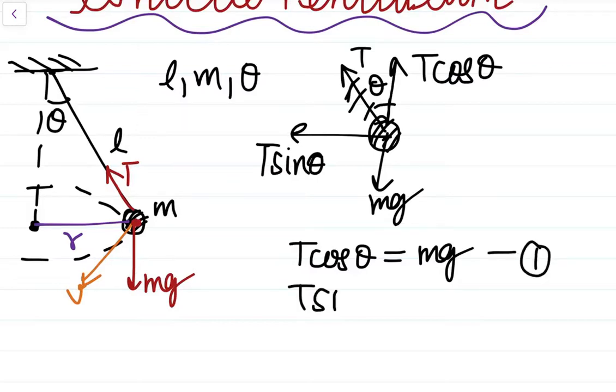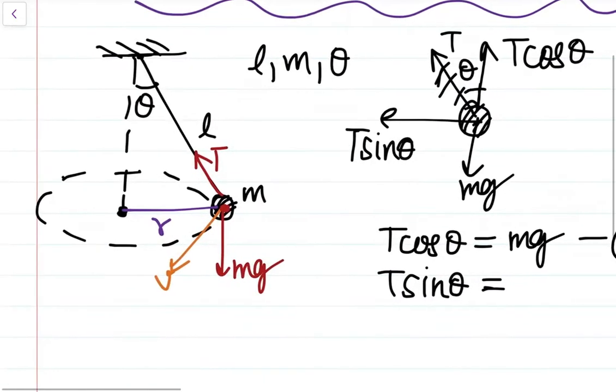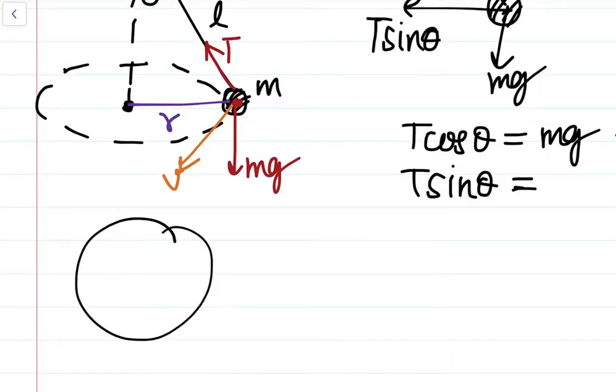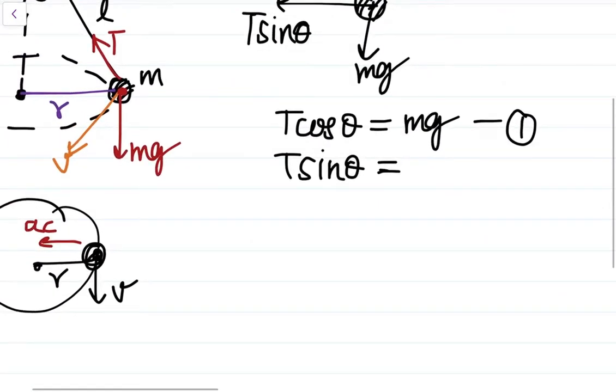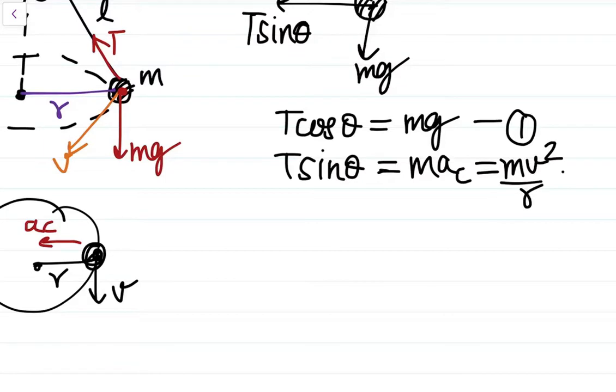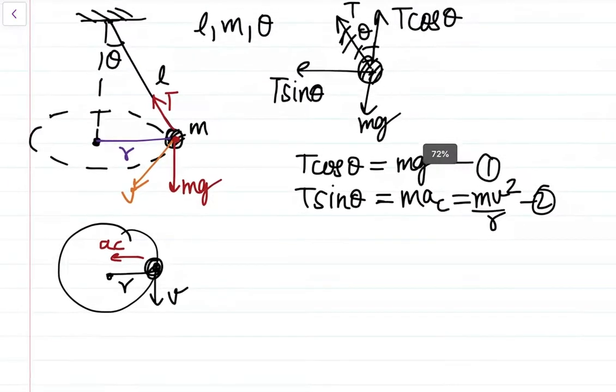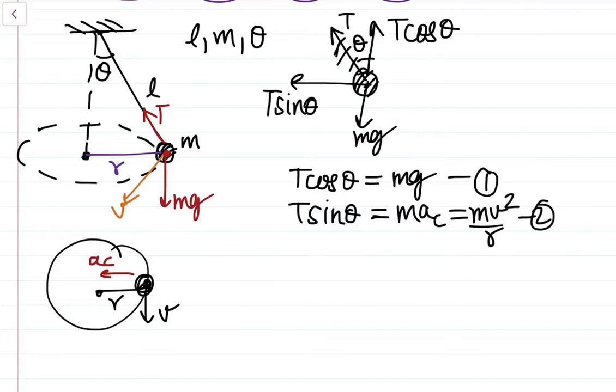And we can write that T sin theta is equal to, here the particle is moving in a horizontal circle. Let's draw the top view first. In the top view, the bob is moving in a circle of radius r with velocity v. So obviously centripetal force will be acting in this direction. So T sin theta will be equal to m into a_c, that is equal to m v squared by r. Let this be equation number 2. So we have just balanced the forces in horizontal and vertical directions, nothing else.